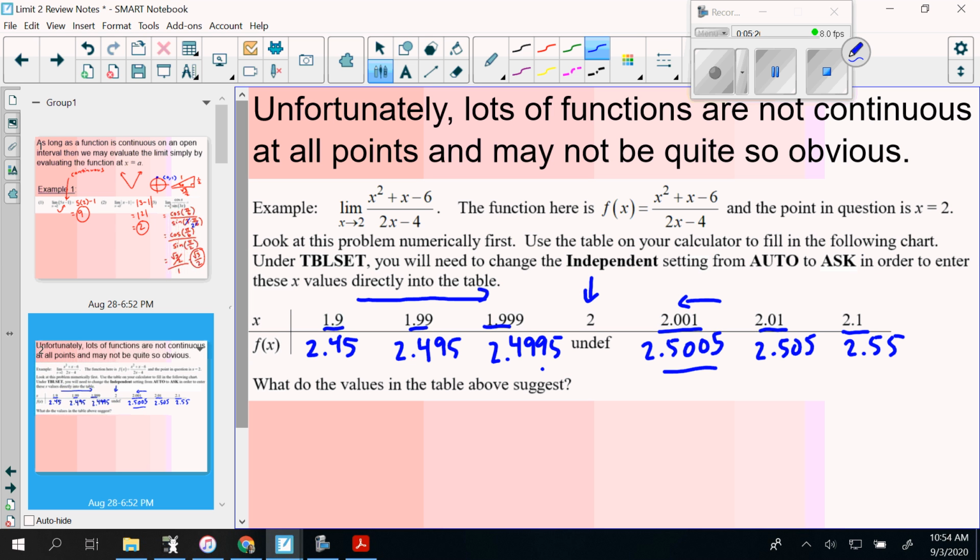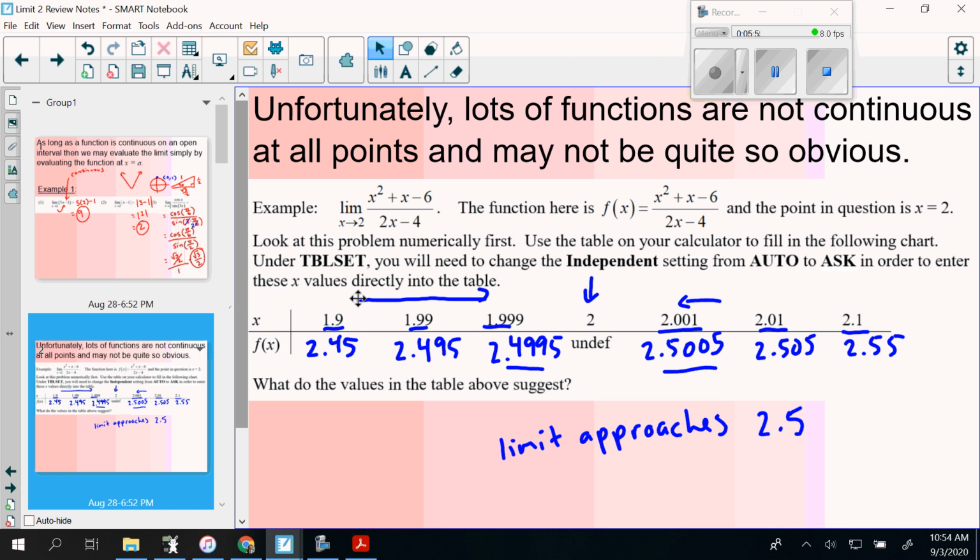What do these numbers suggest this is approaching? Well, I would say that it looks like this limit, as we're doing this, is approaching 2.5. Both of those numbers seem to be kind of dialed in and going closer to 2.5. So it looks like this limit approaches 2.5. Well, why does this happen, or what's going on here?